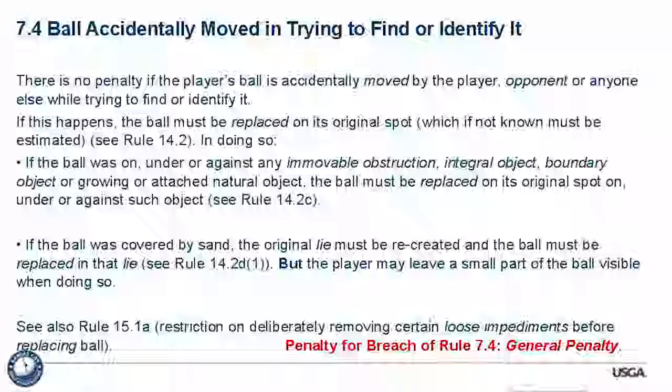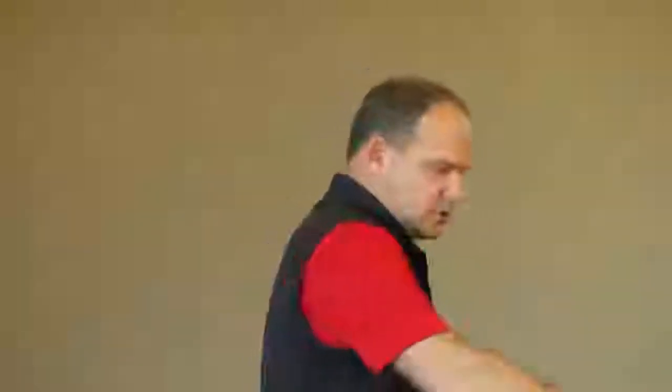Okay. Here's the rule that I was talking about: restriction on deliberately removing certain loose impediments before replacing a ball. Just real quick, I'll tell you what this means. If you have your ball on a leaf, and you're looking for it, and you accidentally kick it, and that leaf stays in place but your ball moves, you have to replace the ball on the leaf. Okay? If you accidentally kick the leaf, you're going to be okay. Okay? Deliberately moving certain loose impediments. See the difference there? So Rule 15 will cover this when you're replacing a ball. If your ball is being replaced onto a leaf, you cannot remove that leaf. You have to leave it there. Because the removal of the leaf, if your ball was there, would cause the ball to move. That's the purpose of the rule.